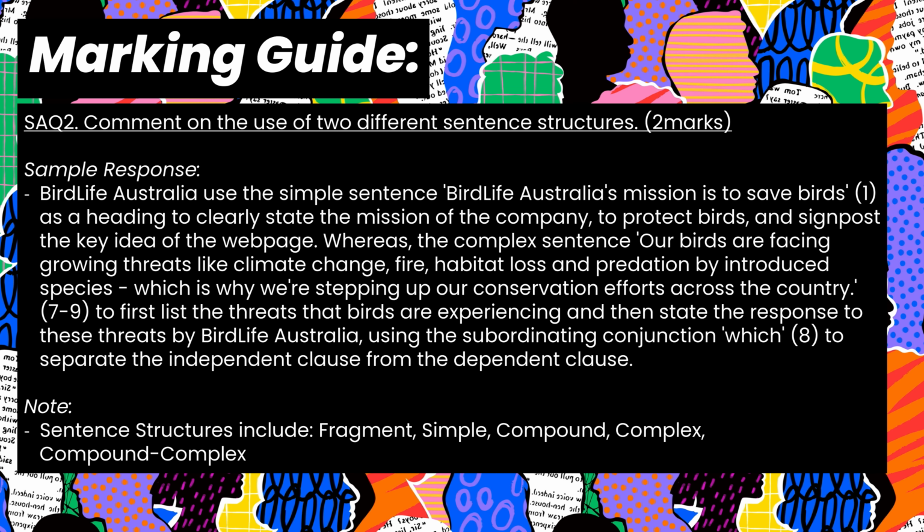Now, this response is definitely super detailed. To be honest, it's probably more detailed than you need to be, particularly because you're only able to get 2 marks for this short answer question. But we've got a sentence that talks about the effect of using a simple sentence, that it's clearly communicating the mission of the country to protect birds, and a sentence about the effect of using the complex sentence, that it first talks about the threats the birds are experiencing, and it then talks about BirdLife Australia's response to those threats.